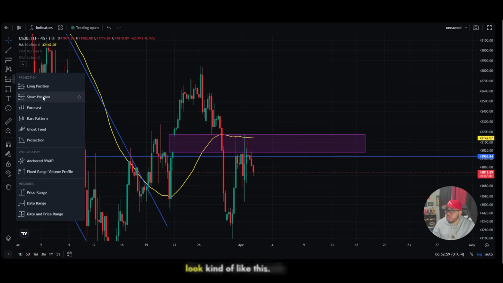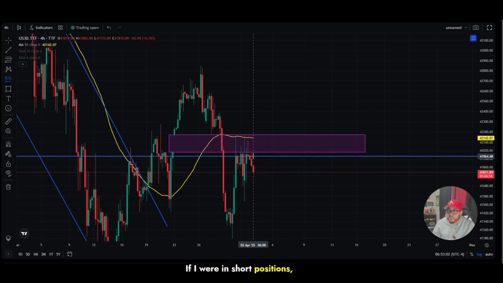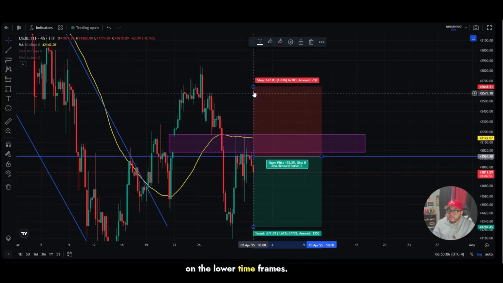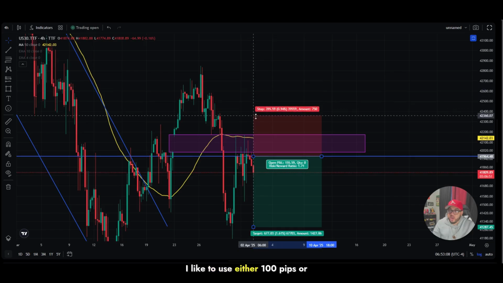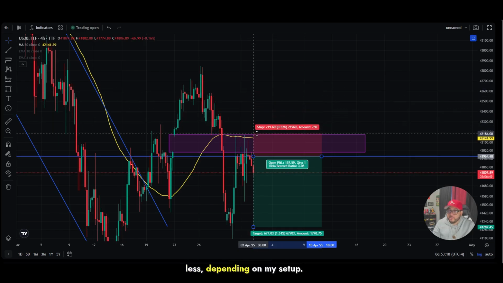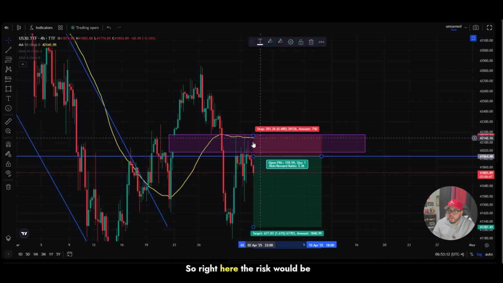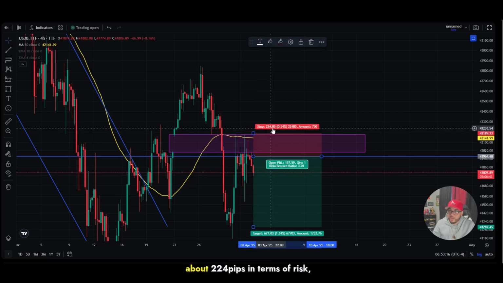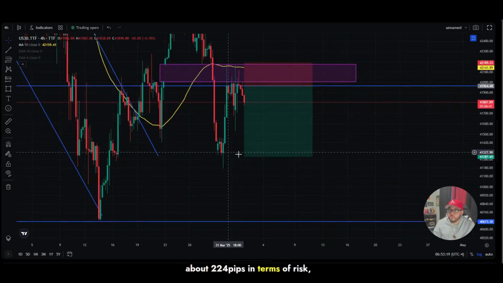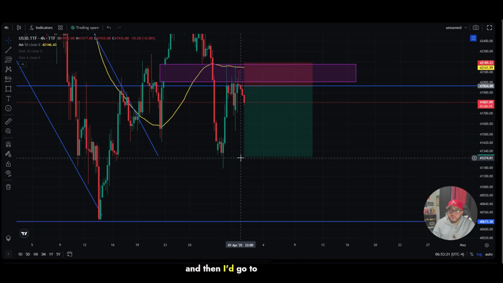This trade will essentially look kind of like this. If I were in short positions, more than likely I would enter here once I get a confirmation candle on the lower time frames. I like to use either 100 pips or less depending on my setup. So right here, the risk would be up here. I put it a little bit higher just in case, so about 224 pips in terms of risk. And then I'd go to the next wicks.